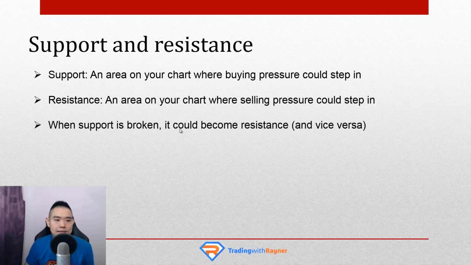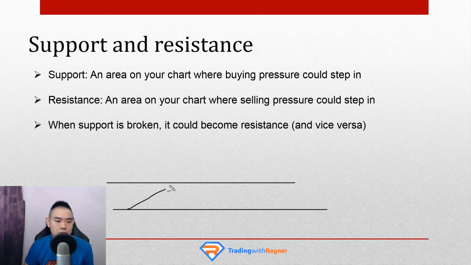And another thing to add is that when support is broken, it could become resistance and vice versa. So for example, let's say market is in a range like this. Okay, it goes up, comes down, goes up, comes down, and breaks out of the range, breaks out of resistance. Now when it comes back down lower, this area of resistance, this previous area of resistance, right?